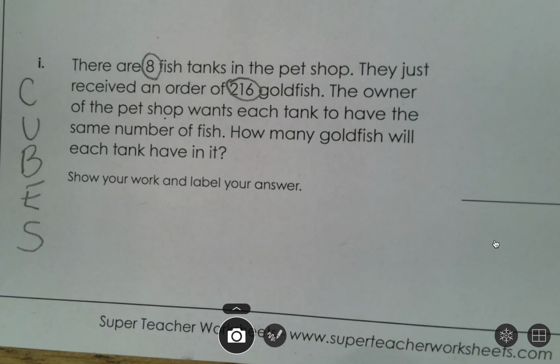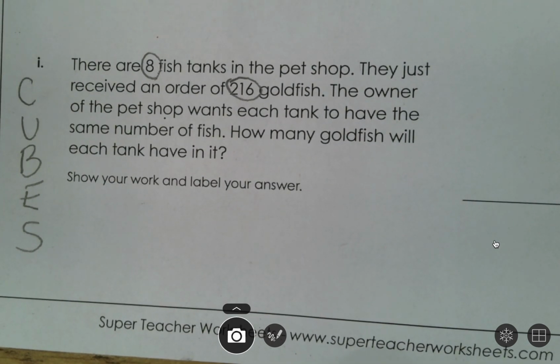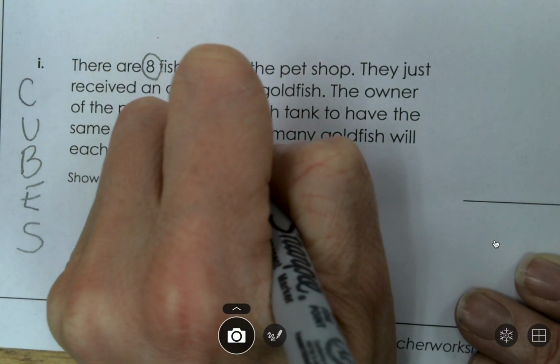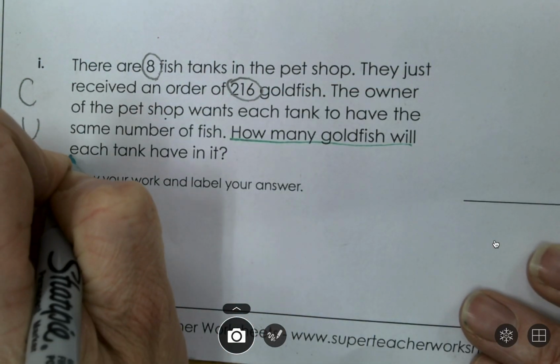All right. Next, we're going to underline the question. How many goldfish will each tank have in it? That is what the problem is asking us.